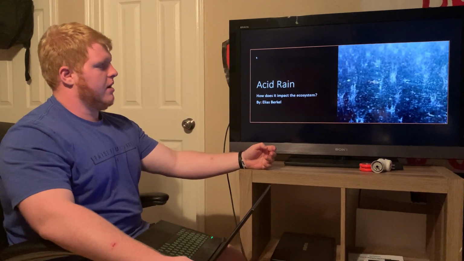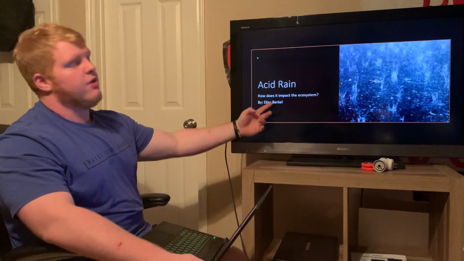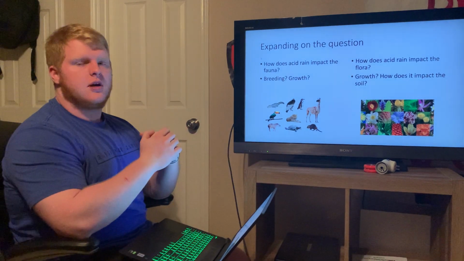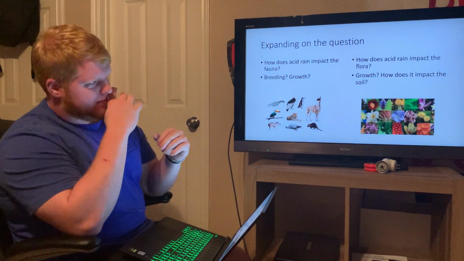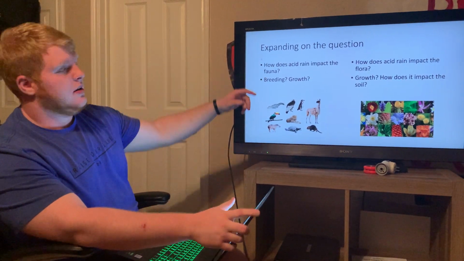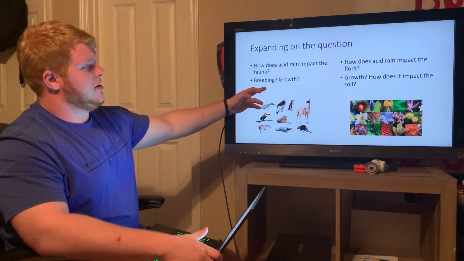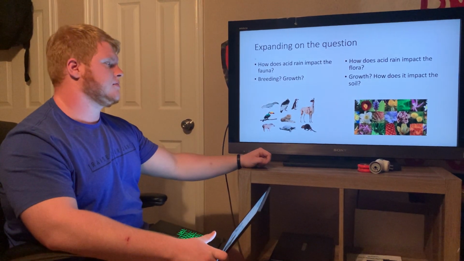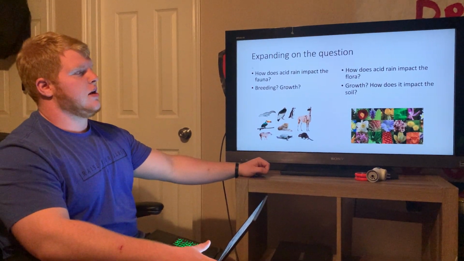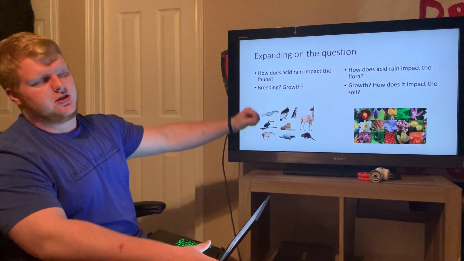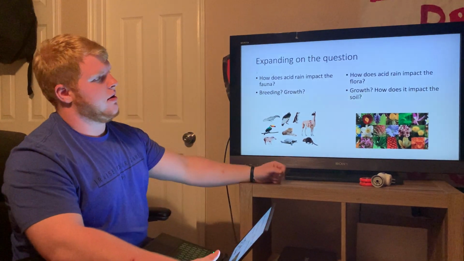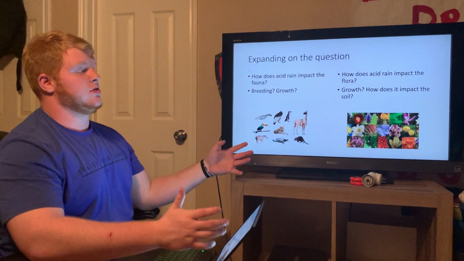I'm doing acid rain in particular. How does it impact the ecosystem? Expanding on that question, you can go into two fields of thought. The first field, how does the acid rain impact the fauna? In particular, how does it impact their ability to breed or grow? The other field of thought is how does acid rain impact the flora or the vegetation in the region? In particular, how does the acid rain impact their growth or the soil that they inhabit?